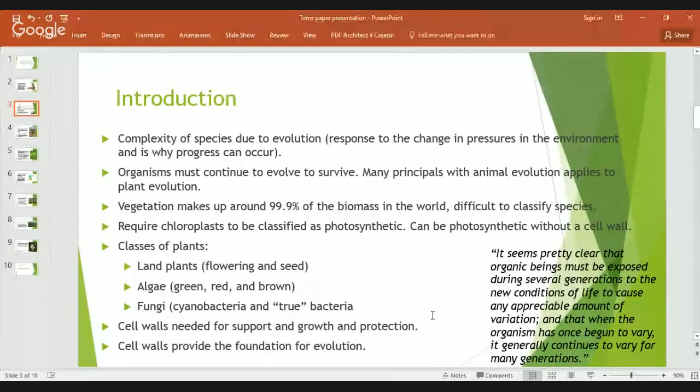All right, 99.9% of the biomass in the world, and that makes it difficult to classify these species. Anything that is photosynthetic requires chloroplasts, but you can also be photosynthetic without a cell wall, such as some fungi and some algae. But most land plants have this cell wall, such as flowering plants, angiosperms, and seed plants, gymnosperms. And there are different kinds of algae and fungi. Cell walls are needed for support and growth and protection, specifically protection against bacteria and all kinds of disease.